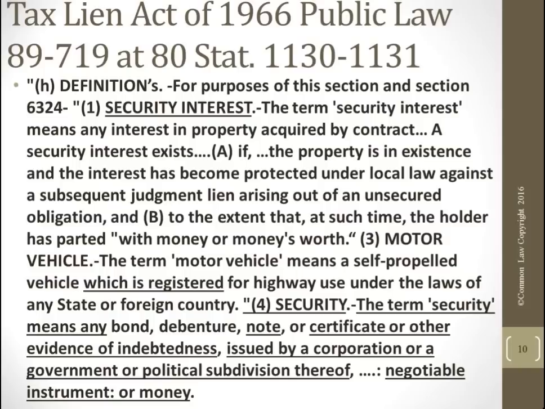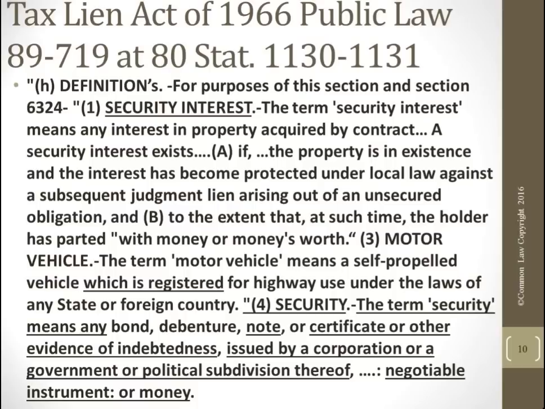And that's what they do, is they use the Uniform Commercial Code to create this fictitious lien. The important thing to understand is that at paragraph 4, security is the term means any bond, debenture, note, or certificate or other evidence of indebtedness. Well, a Federal Reserve note is evidence of the federal debt. That's in Title 31. So it's a note. It's evidence of indebtedness. It's a negotiable instrument. It's money. They cover everything in here.